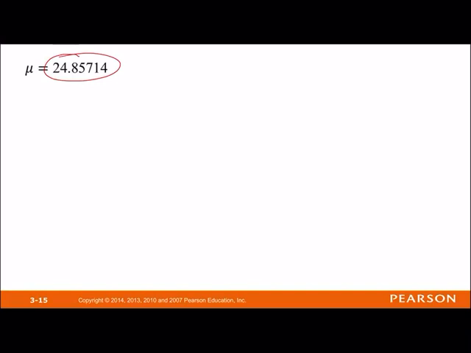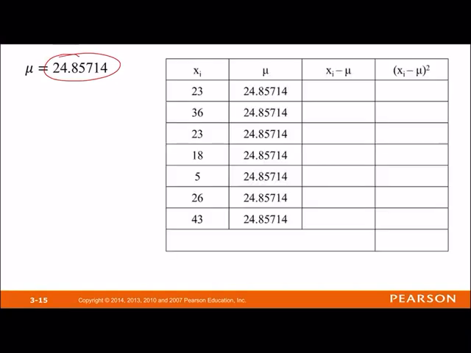So mu, the mean, is 24.85714. We found it before, but if you need to, you can pause the video and find it again. Now here we're going to have our chart. All of our x values, x sub i, are just the 7 numbers listed straight down that were on the previous slide: a 23, a 36, a 23, an 18, a 5, a 26, and a 43. That was just our raw data. For the mu column, all I did was take that mean and write it straight down all 7 times.